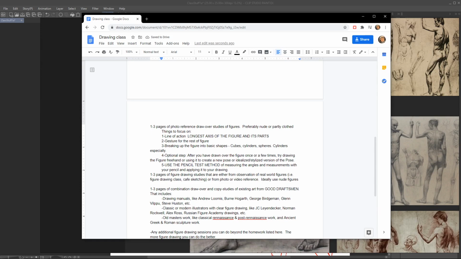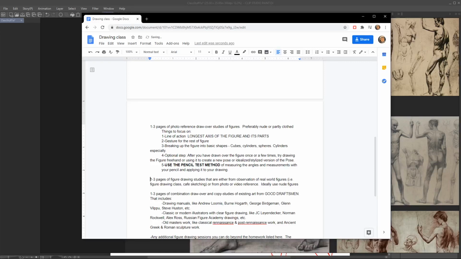And use the pencil test method of measuring the angles and the measurements with your pencil and applying it to the drawing. This goes for all of these, by the way.